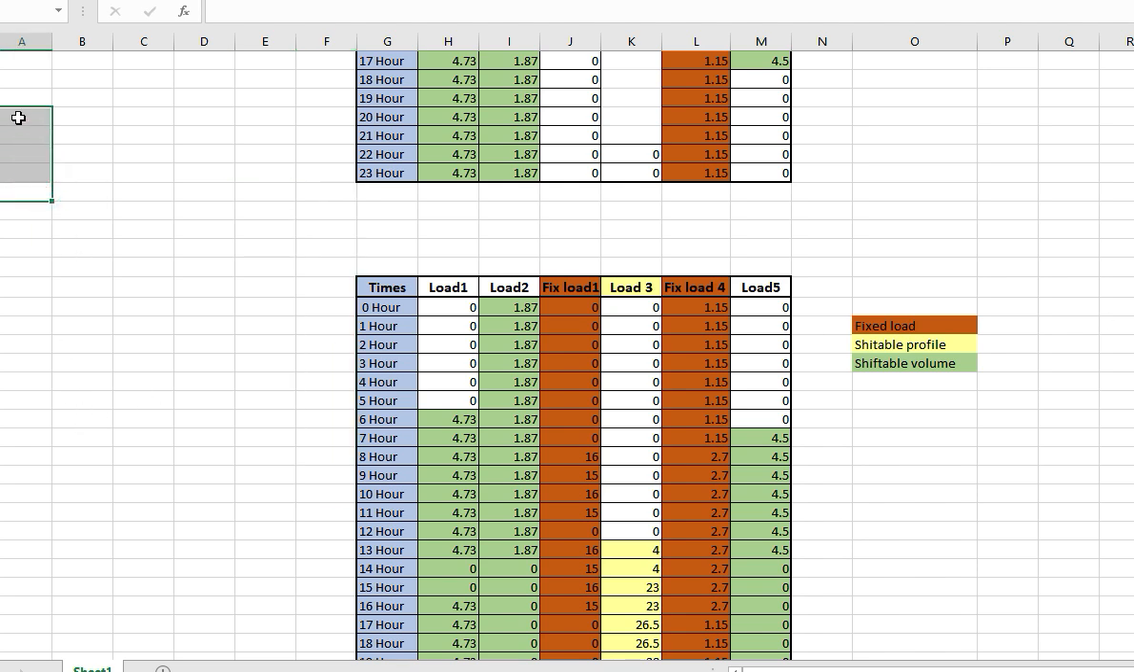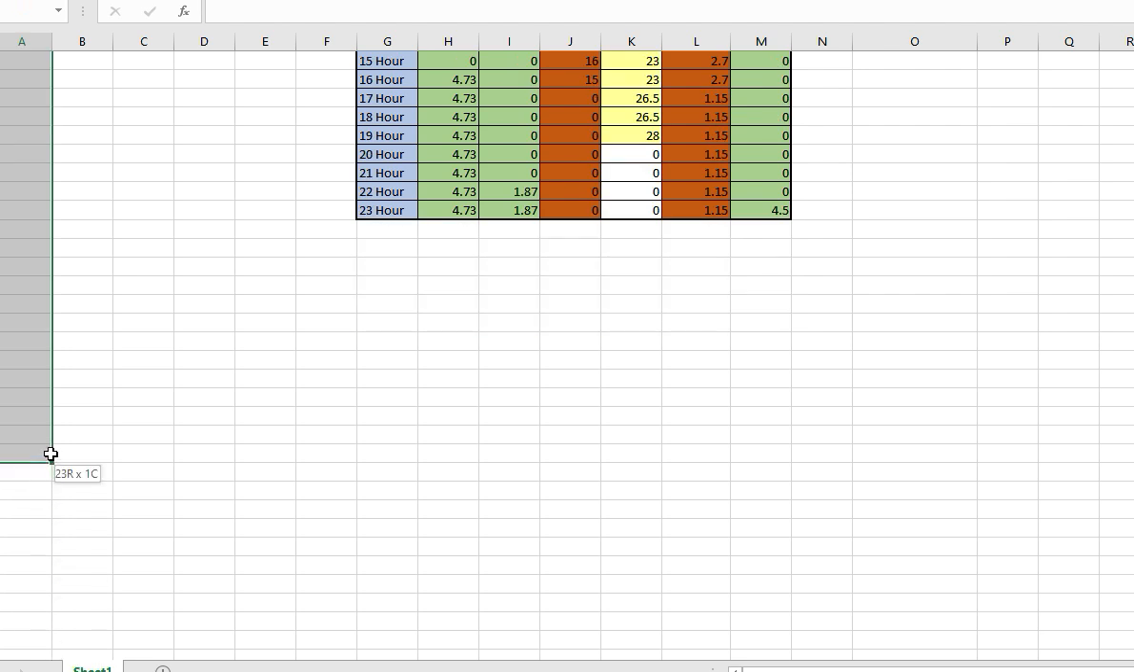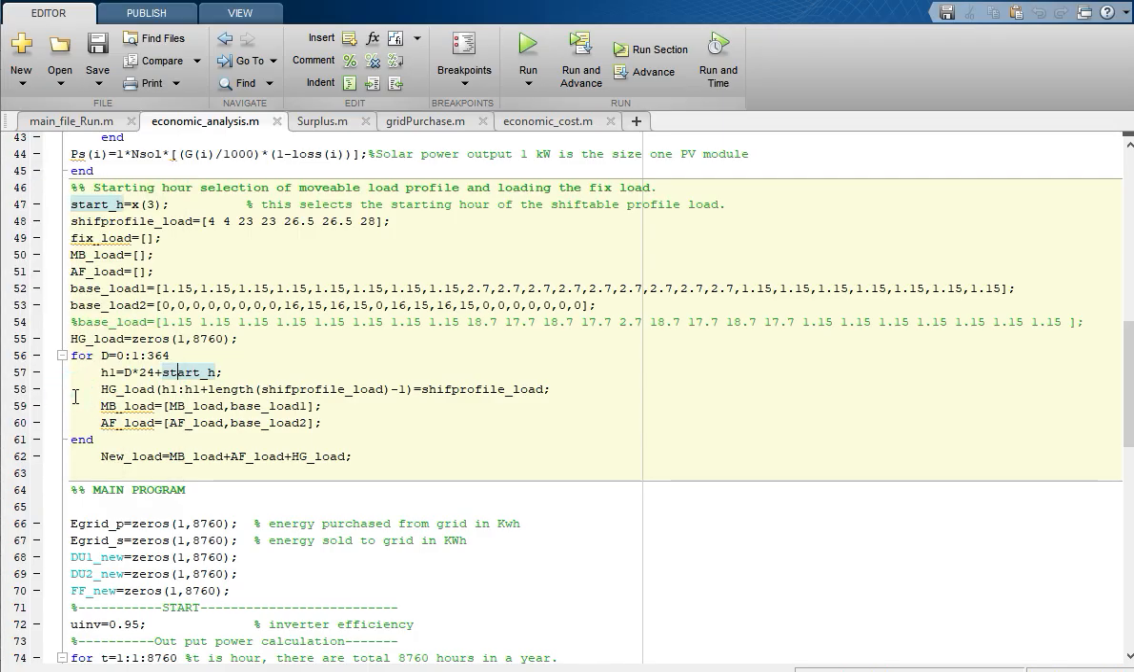Suppose from this, then the next 24 hours will be from 25 to 48, and then for the third day it will be 49 to 72, and so on until it is 8760, because there are 8760 hours in a year, because we are doing an hourly simulation. So to convert this into hours, it is day multiplied by 24 plus starting hour. That will be the starting placement of this shiftable profile on each day.